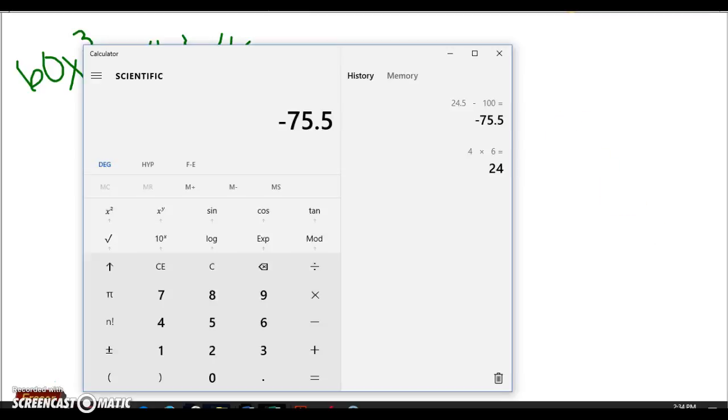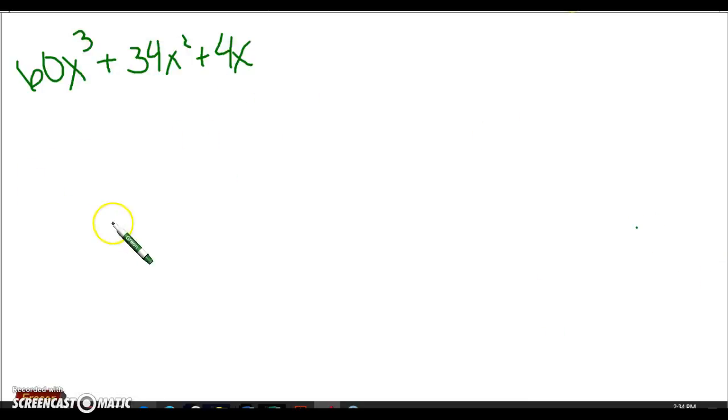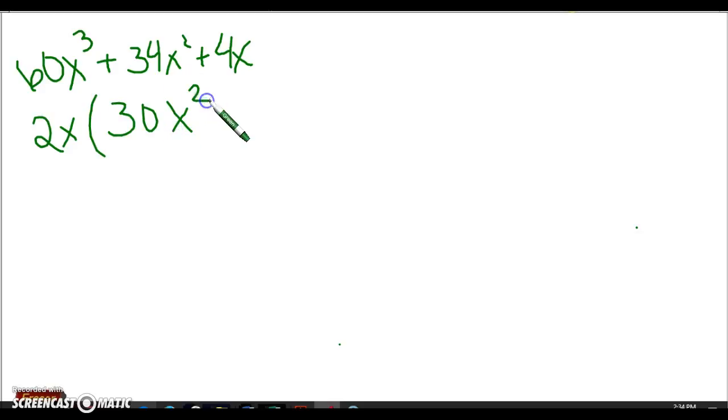Can 4 go into 34 evenly? Let's see, 34 divided by 4 is, nope, can't go into it evenly. 34 divided by 2, though, so we'll have to factor out a 2 instead. So we'll say 2x. When I factor out a 2x, I have 30x squared plus 17x plus 2.